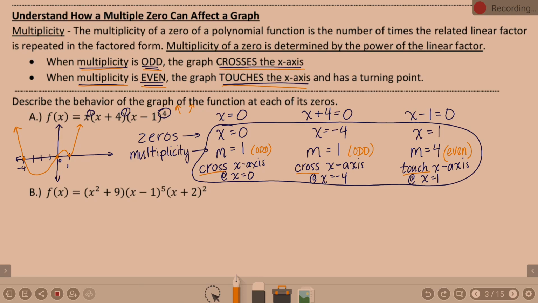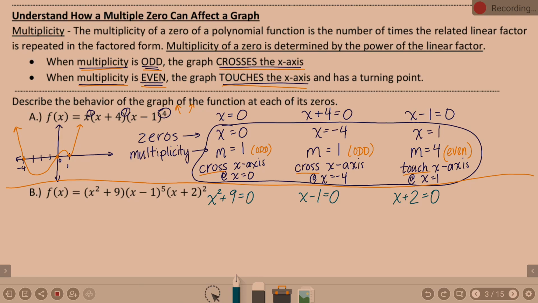Okay, let's see if we can figure out the next one. We're going to go through, identify the zeros, and talk about what they do at the x-axis. So how am I going to start by finding the zeros? We're going to set each factor equal to 0. So we're going to set x squared plus 9 equal to 0. I'm going to set x minus 1 equal to 0. And I'm going to set x plus 2 equal to 0.